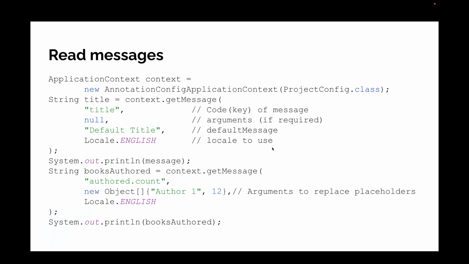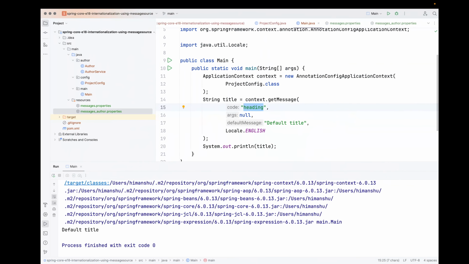Now let's see how to read a message with placeholders. Here we want to read the message author.count, which has two placeholders. For the first placeholder, we want to provide the value author1, and for the second placeholder, we want to provide the value 12. So we can create an array of objects, the first with the value author1, the second with the value 12. So let's just do that.